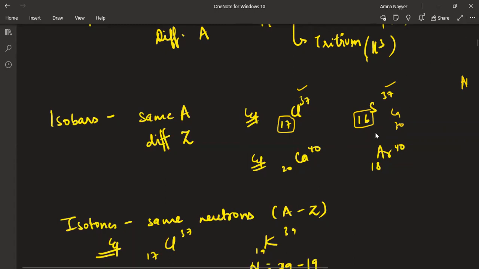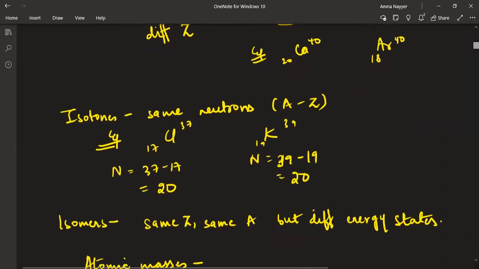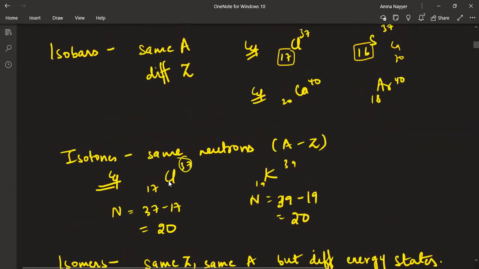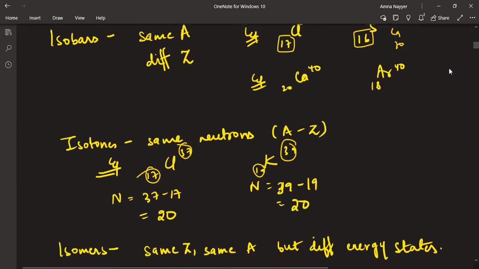Then you have elements where the number of neutrons is the same. It means the difference between this will be exactly equal to the difference between this. A minus Z in both will be the same, because A minus Z gives you the number of neutrons. So isotones will have the same number of neutrons. 37 minus 17, which is 20. 39 minus 19, that is 20. Same value of atomic number, same value of mass number, but different energy states.